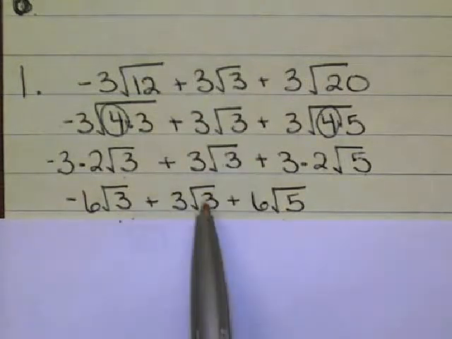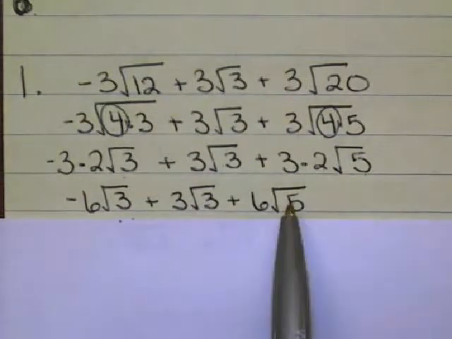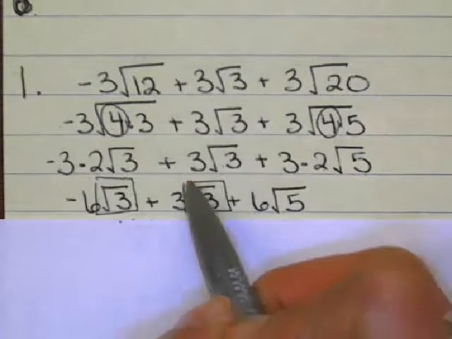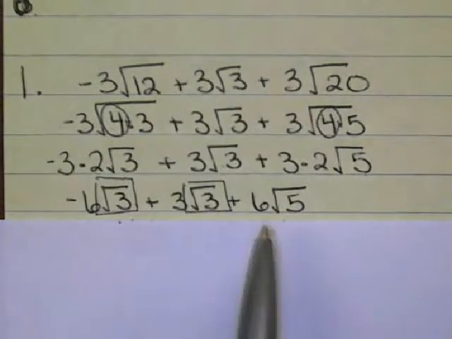So I have negative 6. This still comes down, and then 3 times 2 is 6. Now I combine my like radicals. This is a radical 3, and this is a radical 3. So those two terms can combine, but this radical 5 cannot.